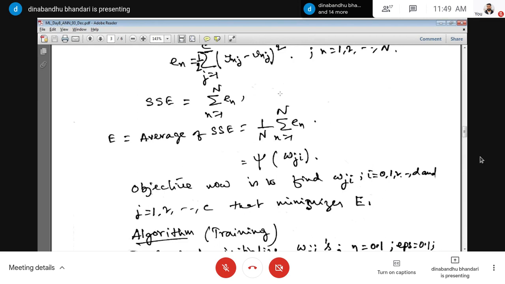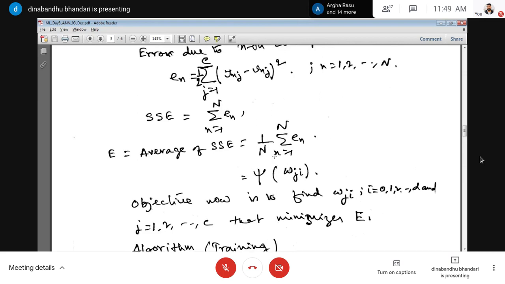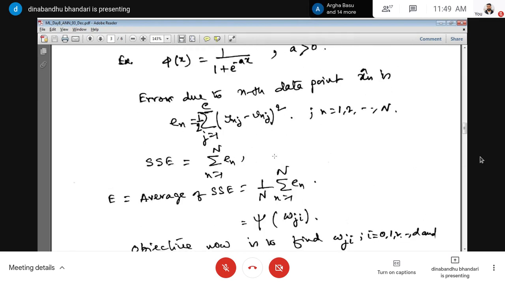Now the question is, yes, you can do it. You can always differentiate this function with respect to the Wji's, and you can find out the linear simultaneous equations, right? You can do it.